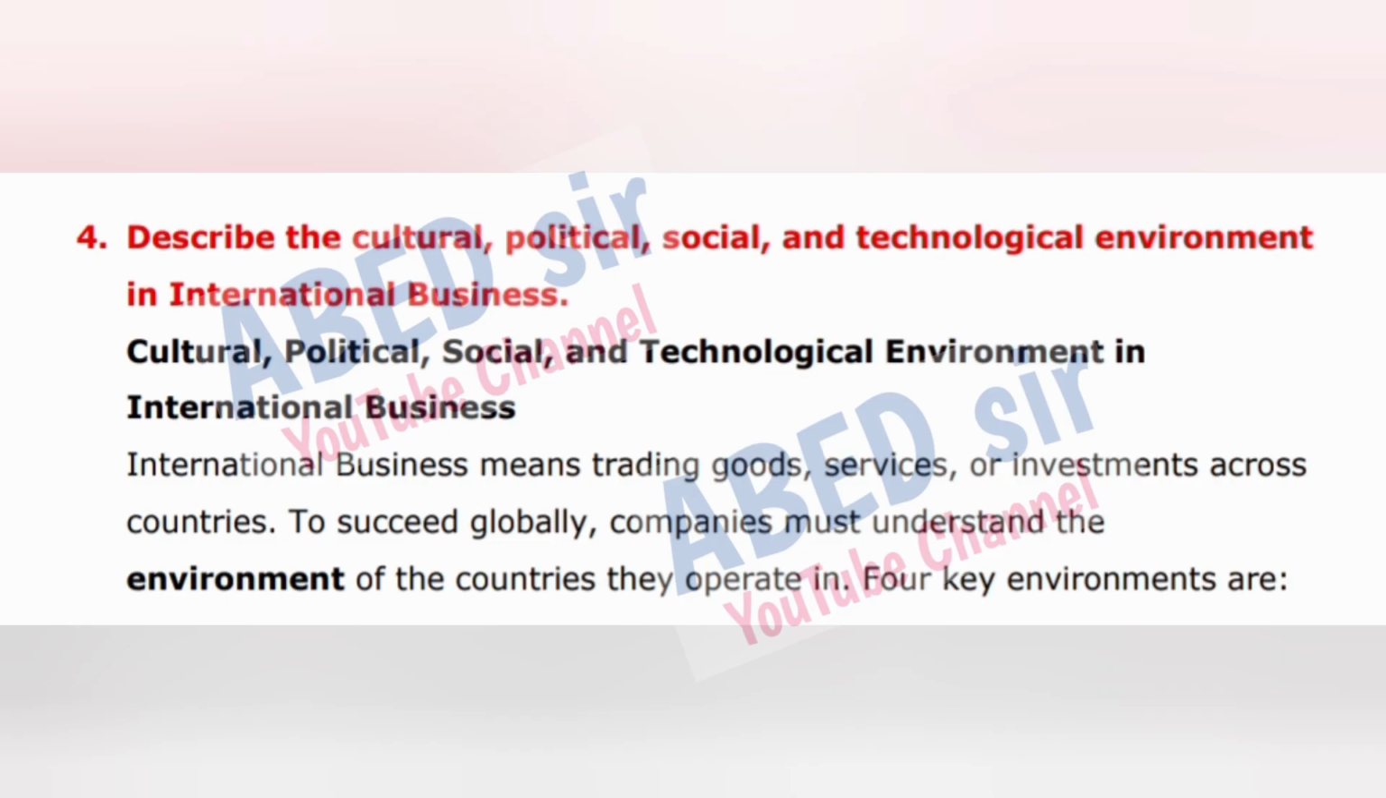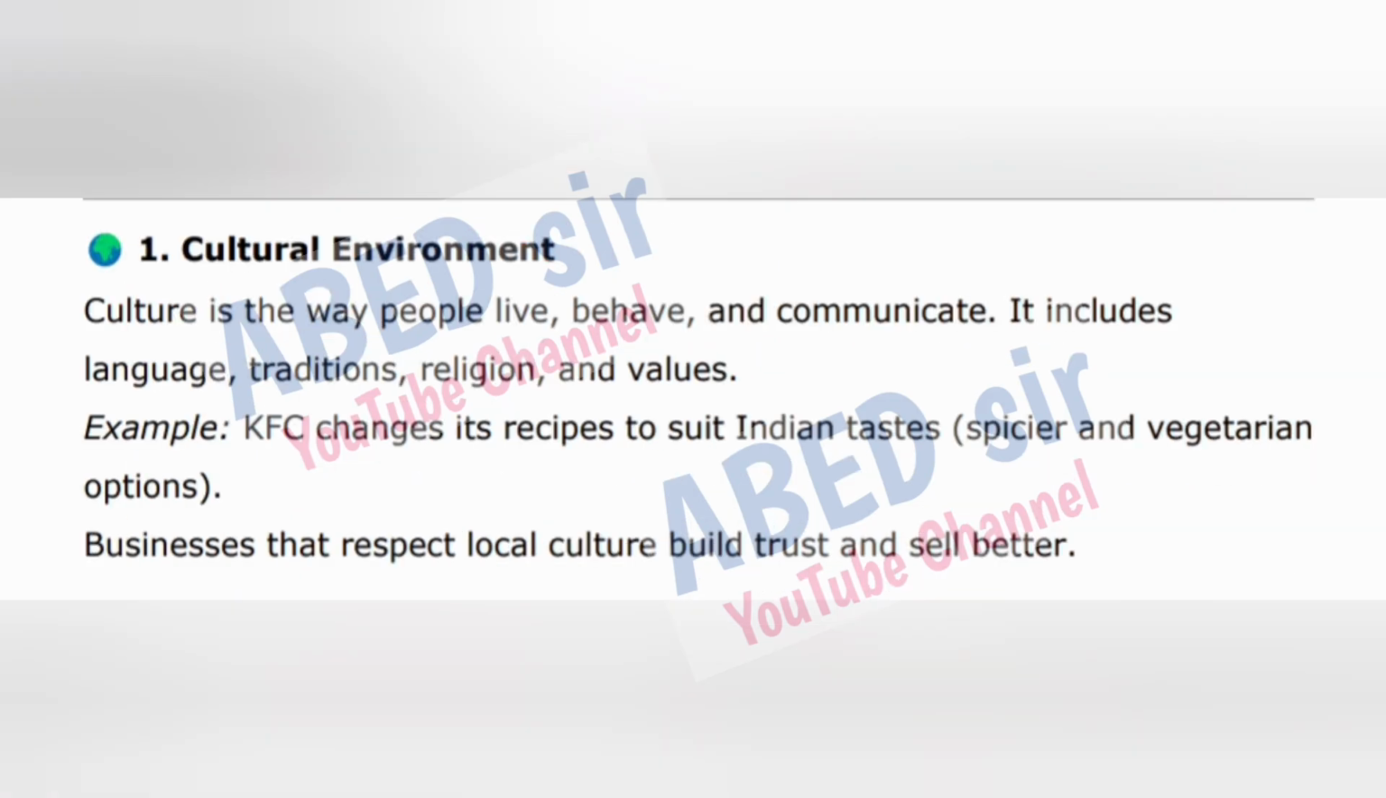4 key environments are: 1. Cultural environment. Culture is the way people live, behave, and communicate. It includes language, traditions, religion, and values. Example, KFC changes its recipes to suit Indian tastes, spicier and vegetarian options. Businesses that respect local culture build trust and sell better.